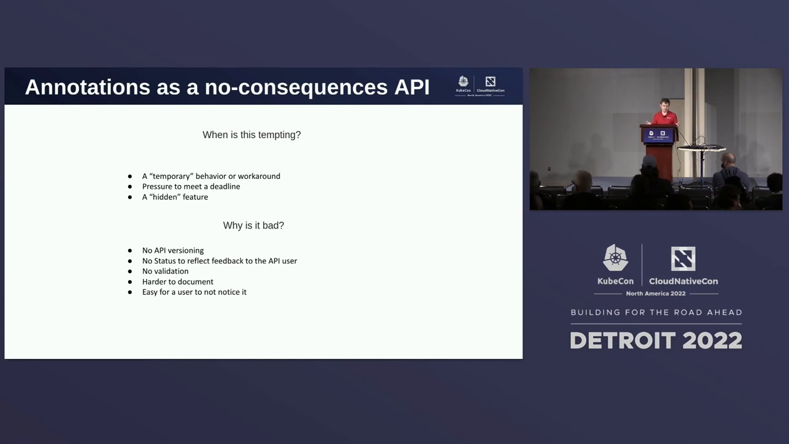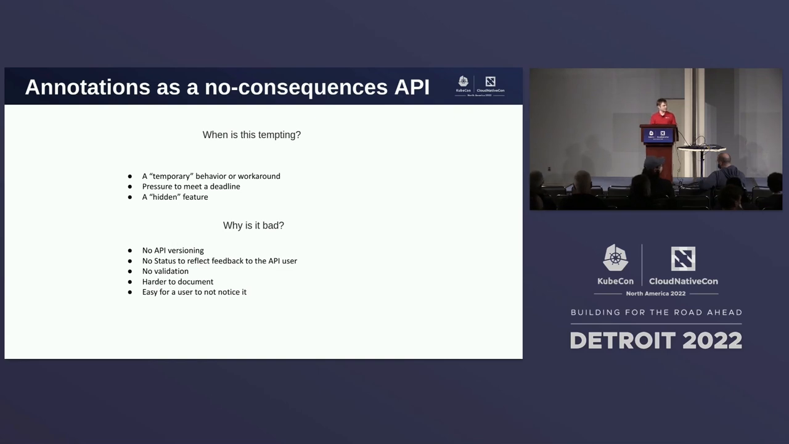So what's the problem? What's the downside of this? Well, you don't get API versioning. You're not plugged into the versioning scheme of your CRD anymore. There's no status to reflect feedback to the API user of whatever this is, unless, of course, you put another annotation on your resource to give a little status. I have seen that. Don't recommend that. There's no validation. We have access to amazing validation now right out of the box, enforced by the Kubernetes API server. It's real easy to use, but when you're using an annotation, of course, we don't have access to that kind of validation quite so easily.